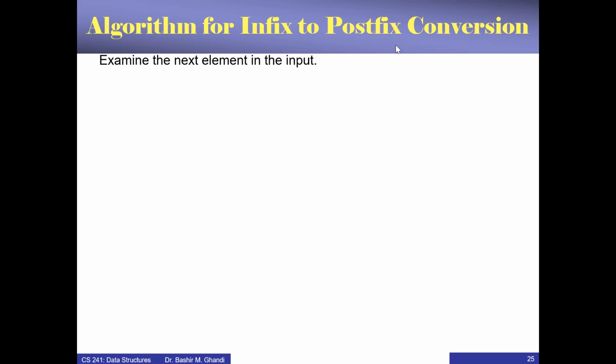Okay, good. So we examine the characters one by one. This is what the first line here says. Examine the next element in the input. Okay. 1. If it is an operand, meaning if it is a number, just output it. Remember, we are trying to generate a postfix expression as our output. So if we read a character from an infix and it turns out to be a number or an operand, just put it in the postfix expression you are trying to generate. Just output it. Good.